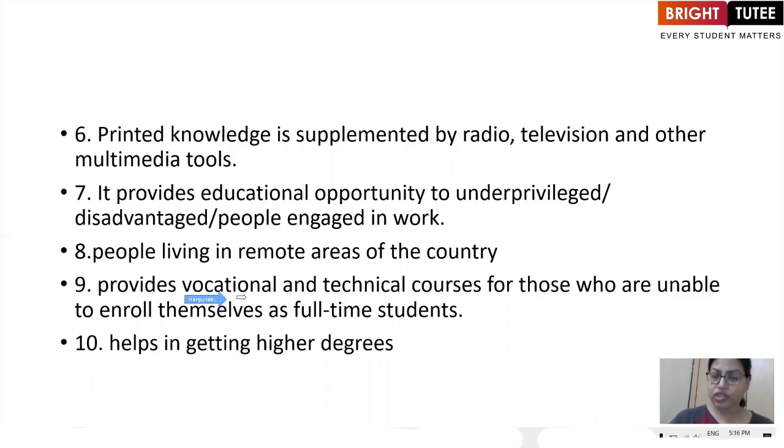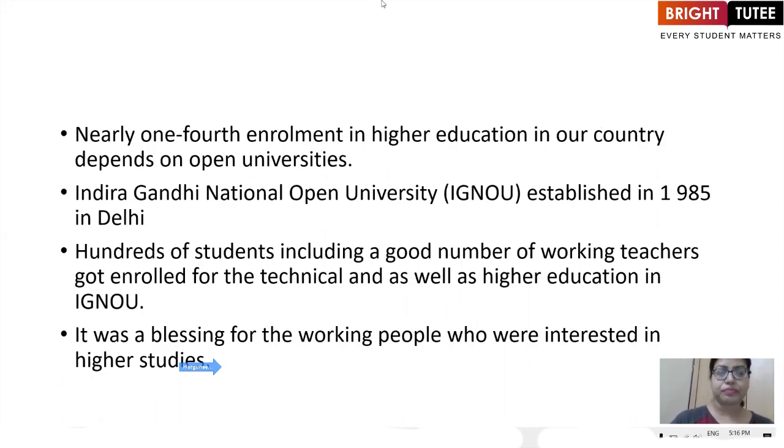Open schools provides vocational as well as technical courses for those who are unable to enroll themselves as full-time students. So vocational and technical courses largely so that tomorrow you can, based on that, get a good job. It also helps you in getting higher degrees. So degrees also you get from these schools and university. So if you look at the statistics, nearly 1/4 enrollment in higher education in our country depends upon open universities. So you can see from this, observe from this, how important open schools and universities are in our nation.